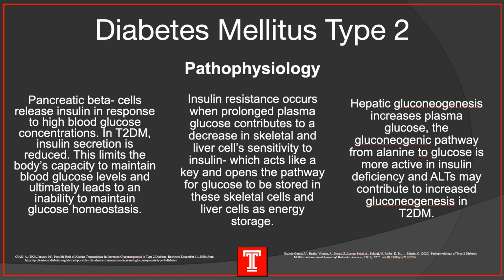Insulin resistance occurs when prolonged plasma glucose contributes to a decrease in skeletal and liver cells' sensitivity to insulin, which acts like a key and opens the pathway for glucose to be stored in these skeletal cells and liver cells as energy storage.